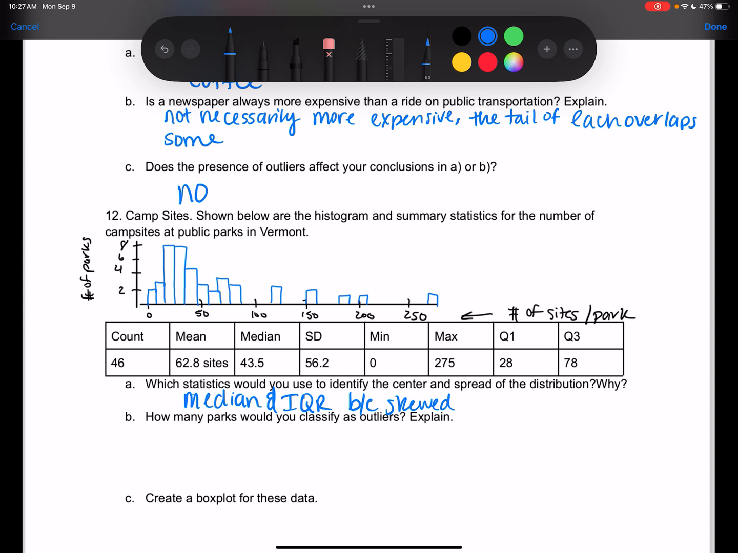How many parks would you classify as outliers? We should do the math with our outlier calculation formula. So, is that the Q1, 28, minus 1.5 times IQR? Yeah. IQR is Q3 minus Q1, which is 50. And then the other one is Q3, which is 78, plus 1.5 times 50.